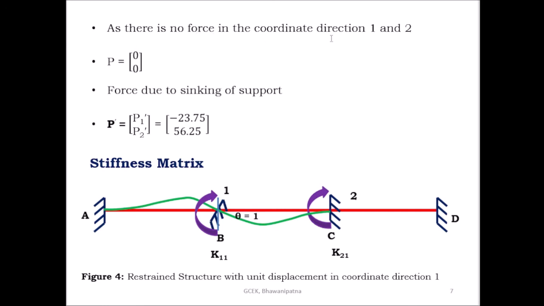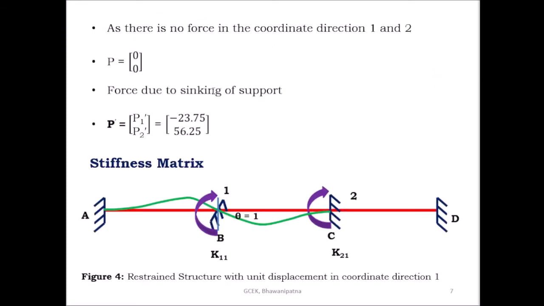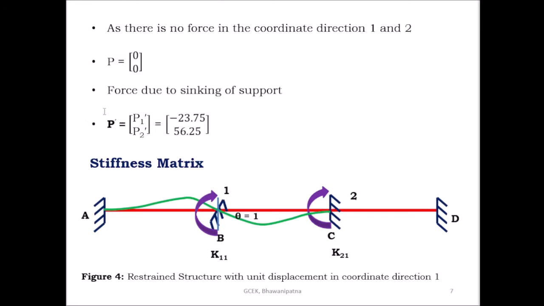There is no force in the coordinate direction 1 and 2, so the final force is 0. There are no forces acting at the coordinate 1 and 2, so the final forces P is equal to P1, P2, that is equal to 0, 0. P1 is equal to 0 and P2 is equal to 0. But the forces due to the sinking of support, here you got P1 dash is equal to minus 23.75 kilonewton meter and P2 dash is equal to 56.25 kilonewton meter. So you take the force due to the sinking of support P dash is equal to P1 dash, P2 dash, which is equal to minus 23.75, 56.25. So these are the final force and this is the force due to the sinking of support.